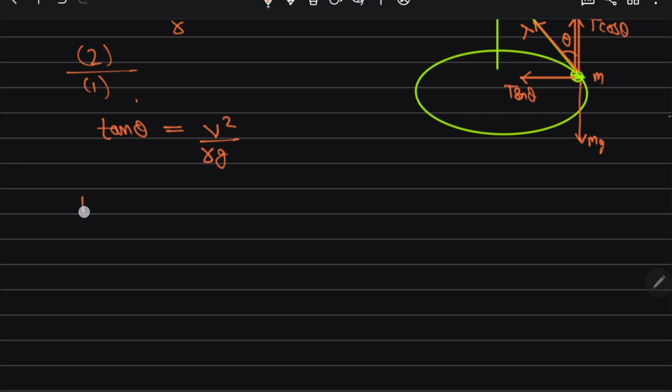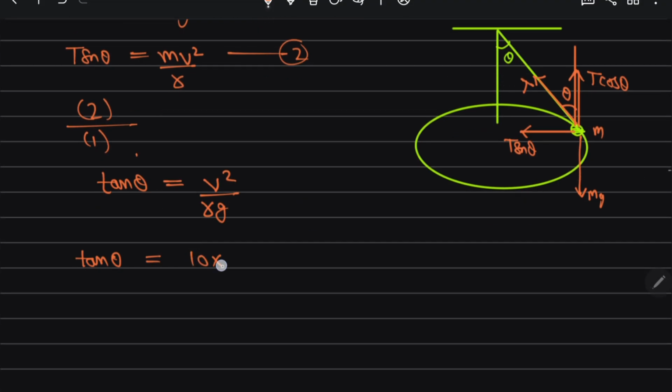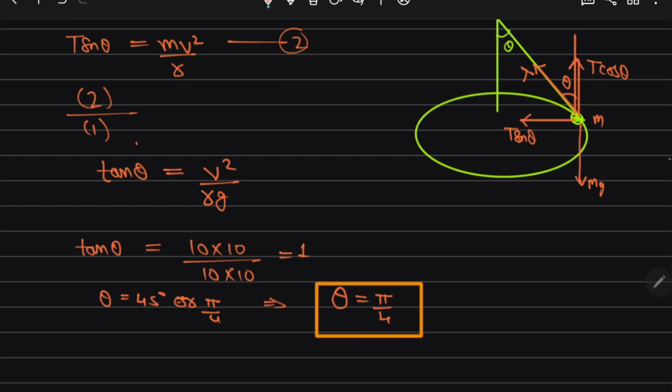So we have to find this vertical angle. They have already given speed, v square means 10 into 10. Radius is also 10. G is also 10. So this comes out to be 1. So theta is equal to 45 degree or pi by 4. So which option? Option C is correct.